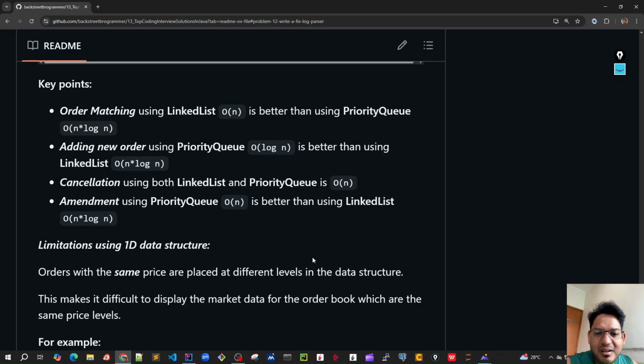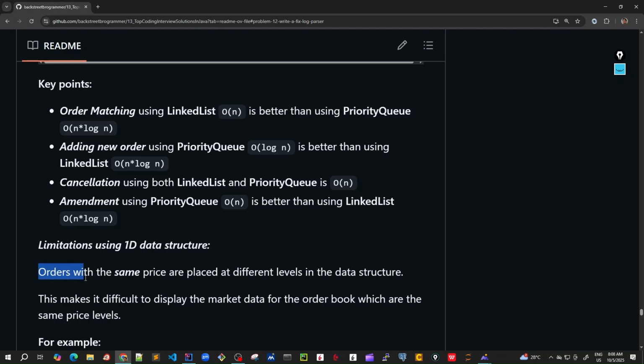Hello friends, let's discuss the limitations that we have so far in our design of a matching engine using a one-dimensional data structure of linked list and priority queue. Now the first limitation is orders with the same price are placed at different levels in the data structure.